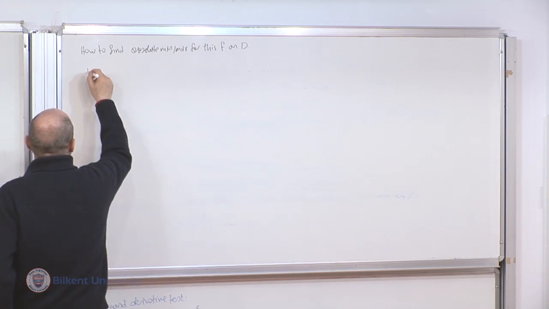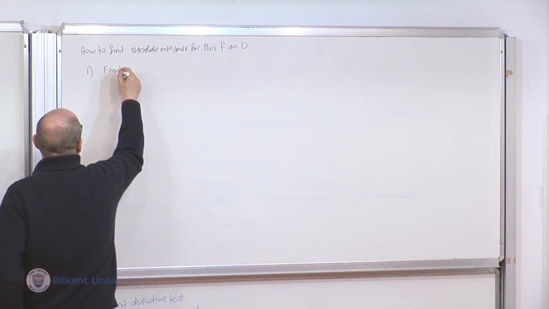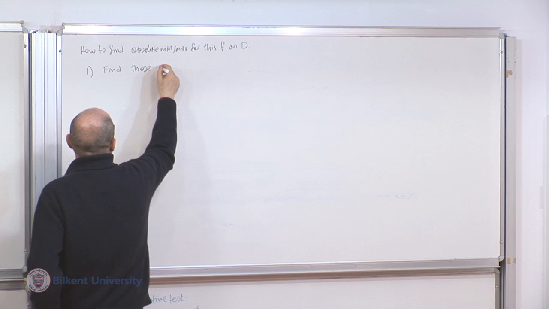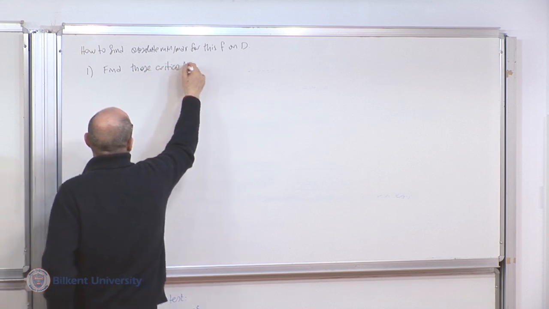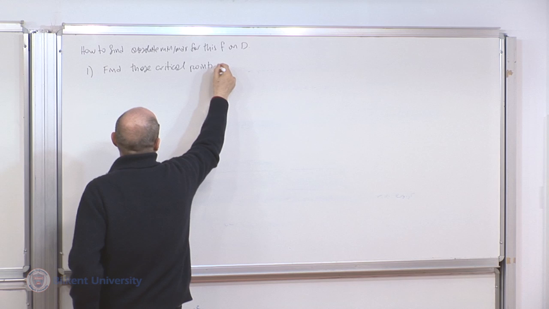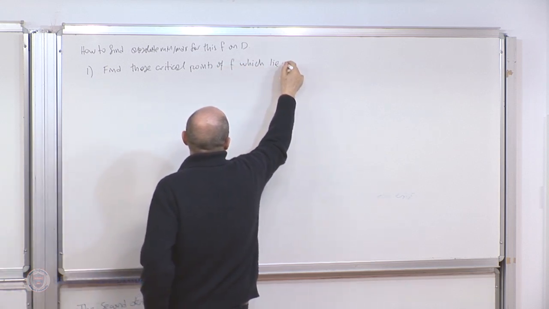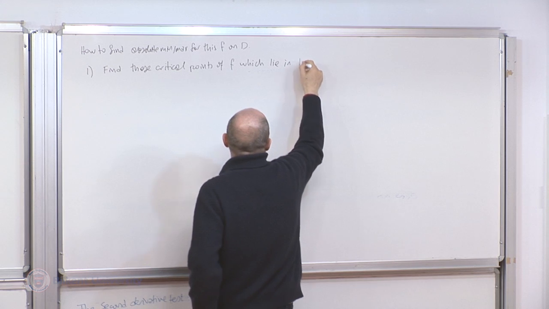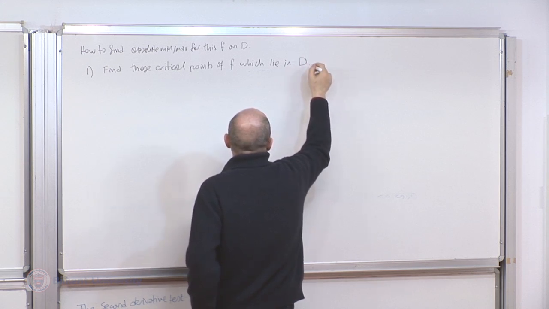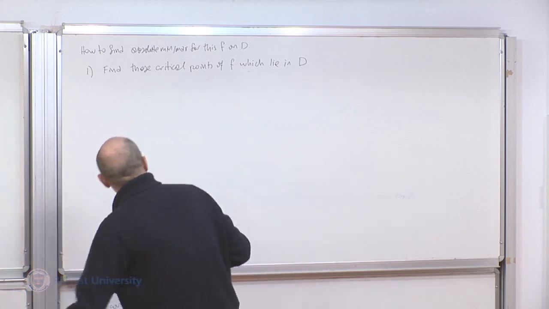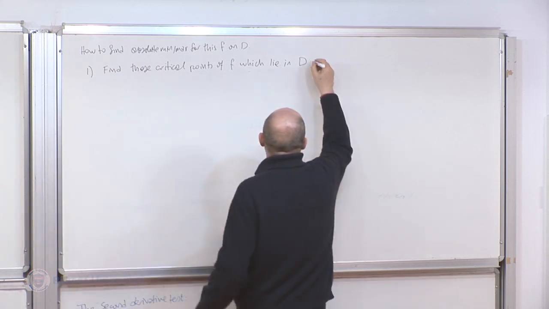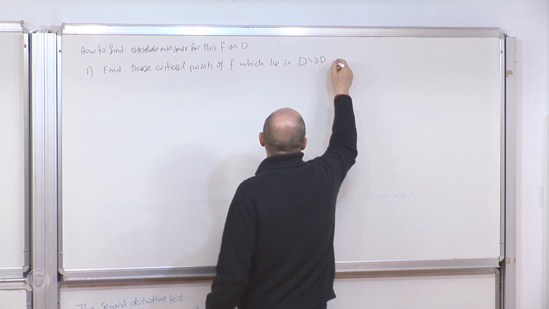So first, find those critical points of f which lie in D. Actually, in the interior of D, in D minus boundary D. Okay, so let me do this.